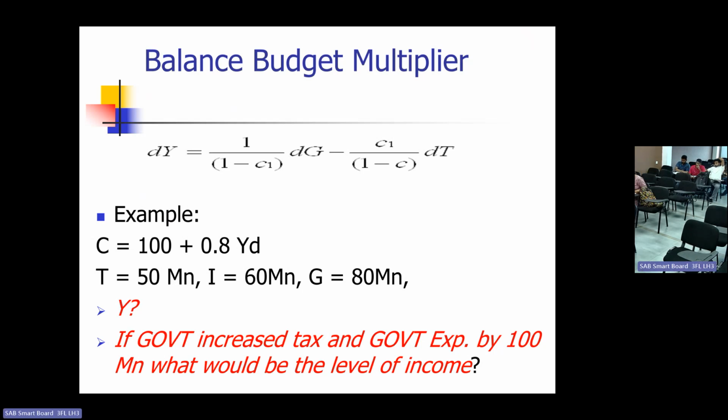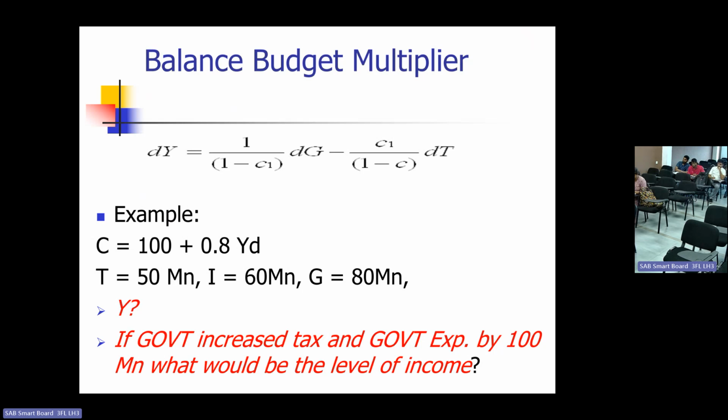Now you can find the government expenditure multiplier, delta Y over delta G, which is 1 over 1 minus c1. Here delta Y we don't know. The change in government expenditure is 80 equals 0.8, that is 5. The change in income is how much here? 400. That is the change from the government expenditure multiplier.